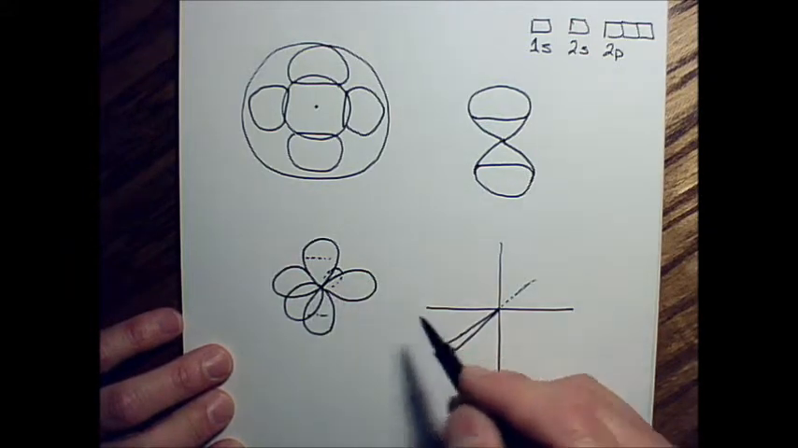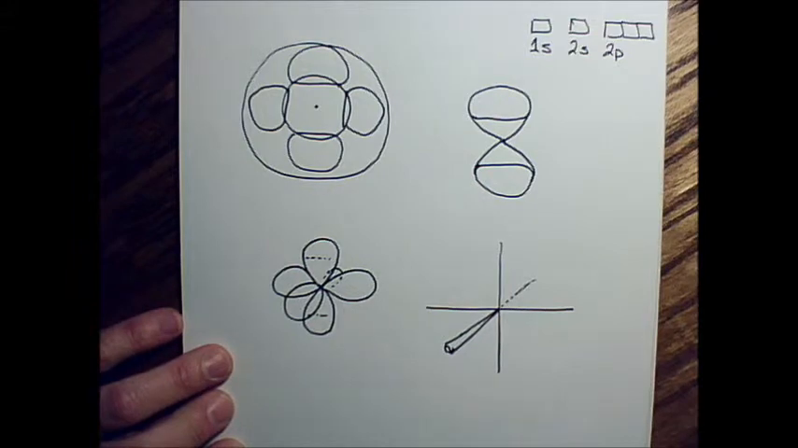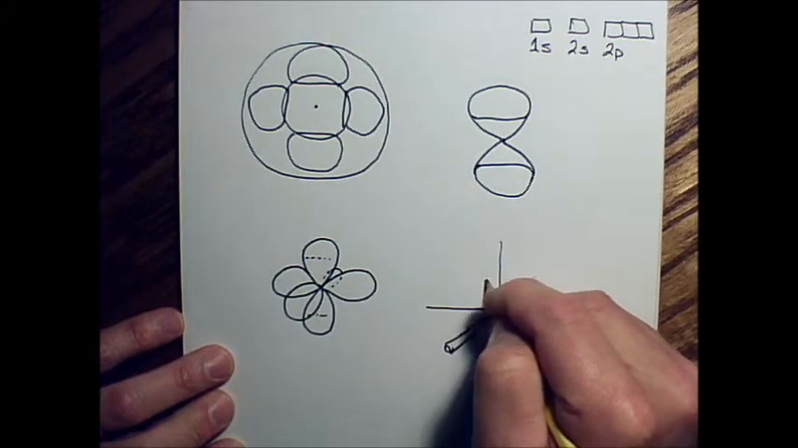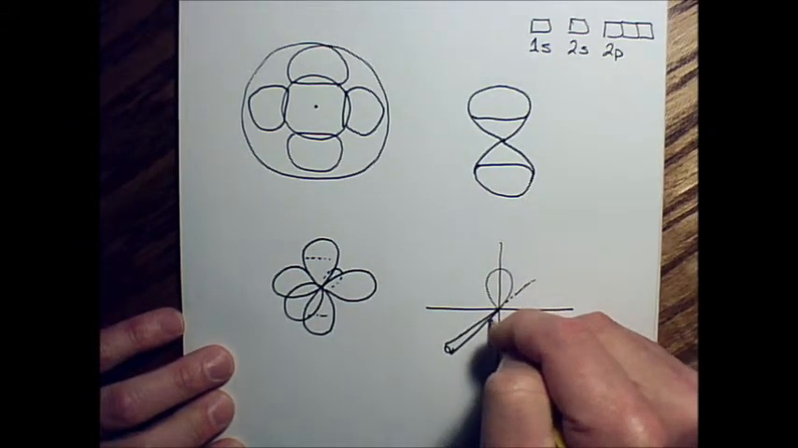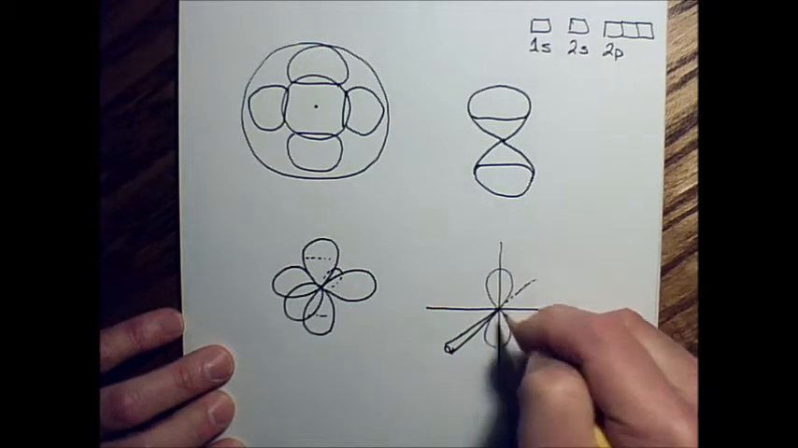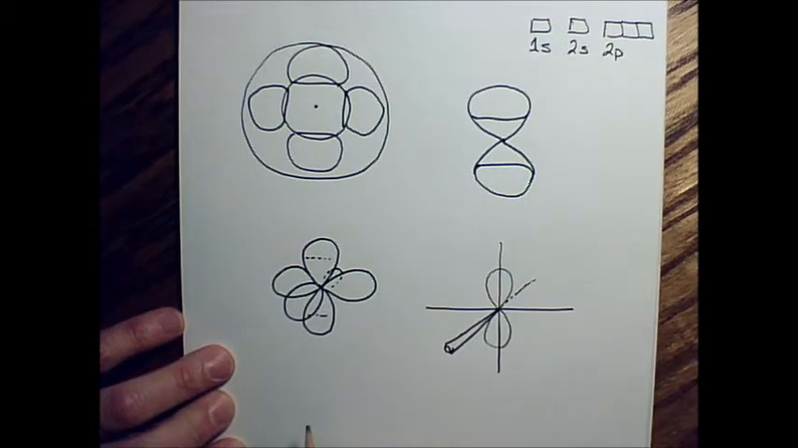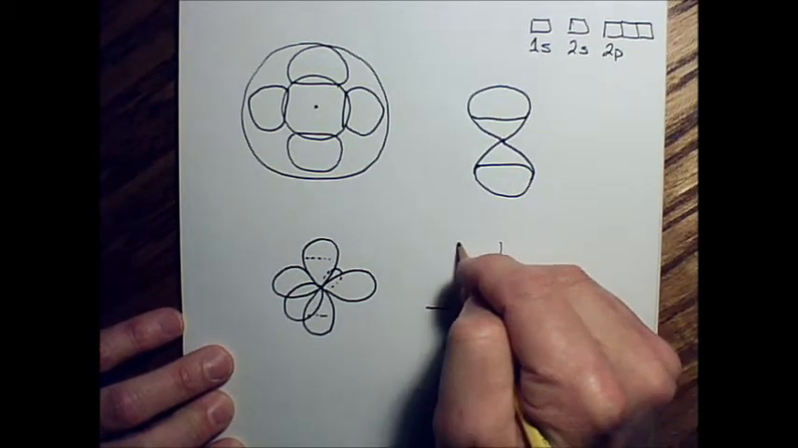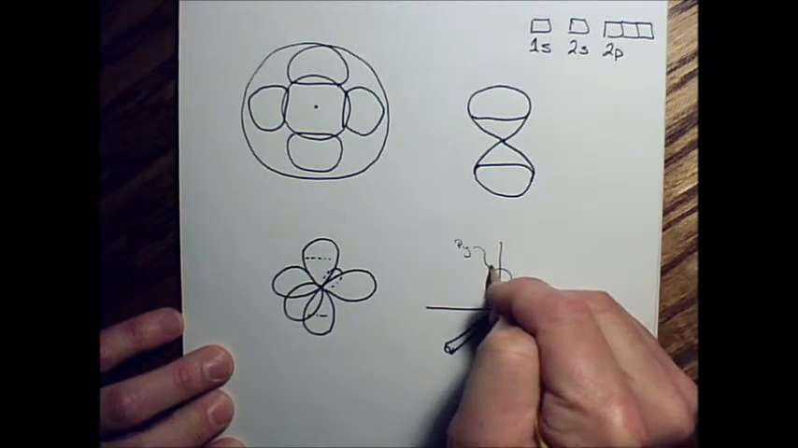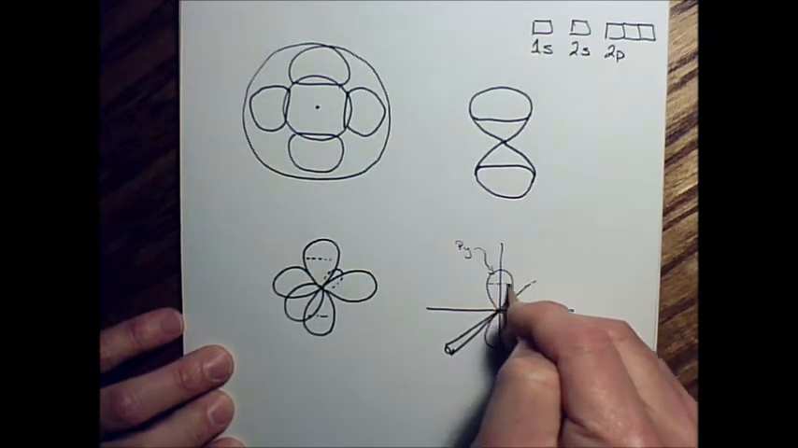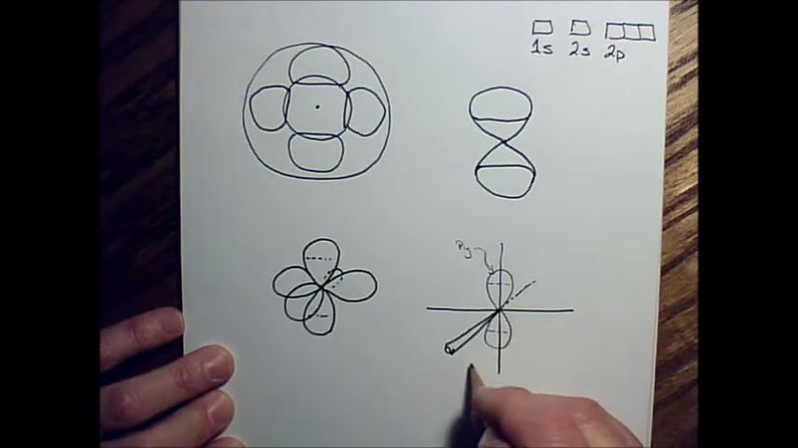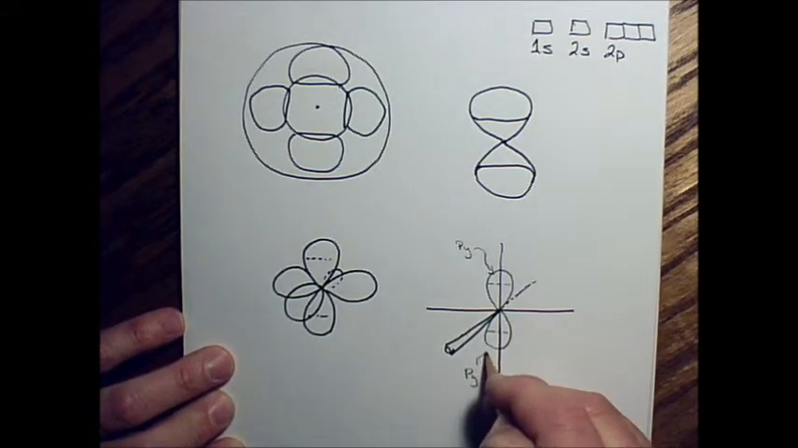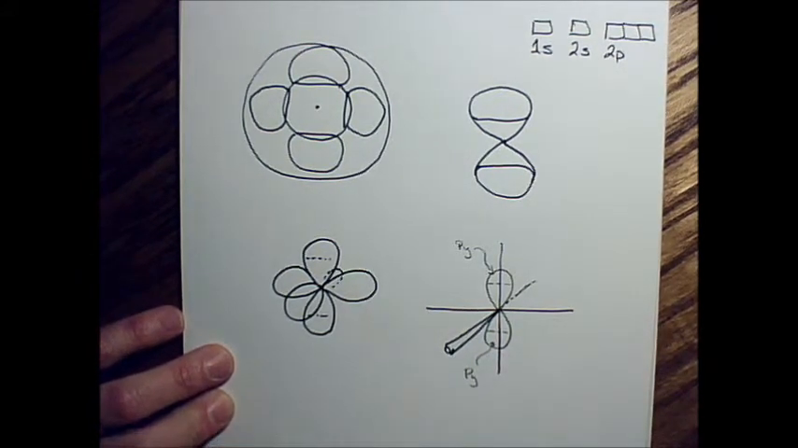Well, if we have these balloons on x, y, and z here, we could call this p orbital on, you want to call that y? Okay, that'd be p sub y. P sub y. Okay, but remember it's only the top half. So this is also p sub y down here. Does that make sense?